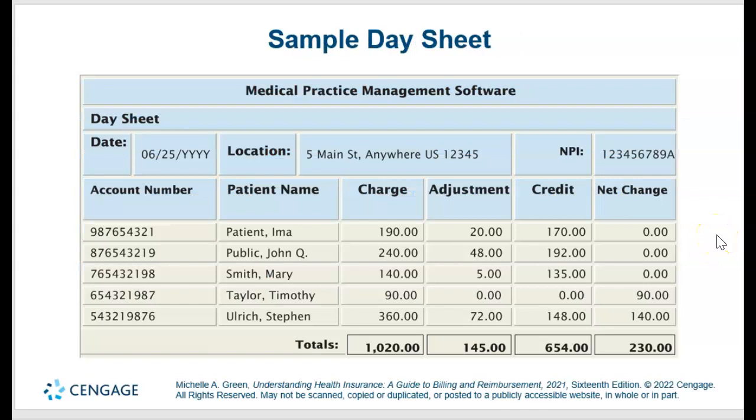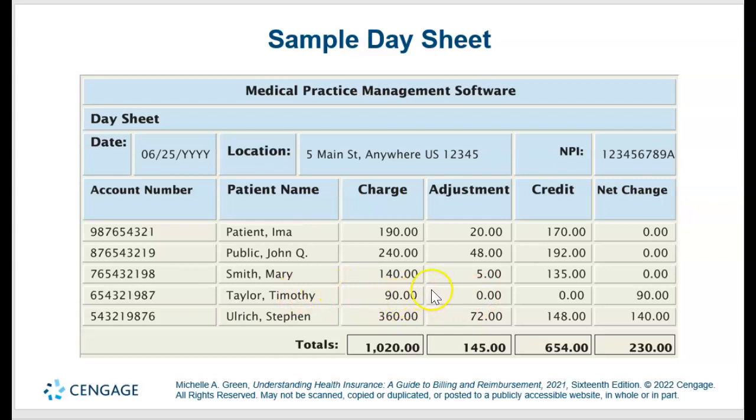Sample day sheet. Once again, this just shows you the charge. If they adjusted any off, because let's say they weren't par, they did not accept assignment, or they did accept assignment, so they're writing $20 off. These are just different patients. Here again, you can see the different adjustments that they made. And here we have Timothy Taylor. They charged him $90. They didn't adjust anything off.